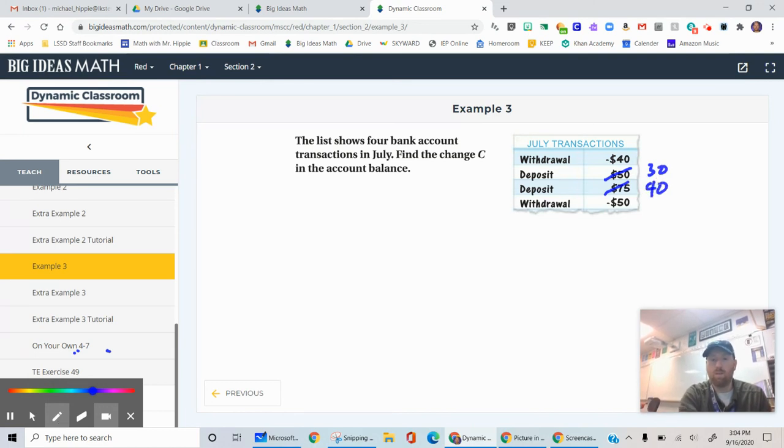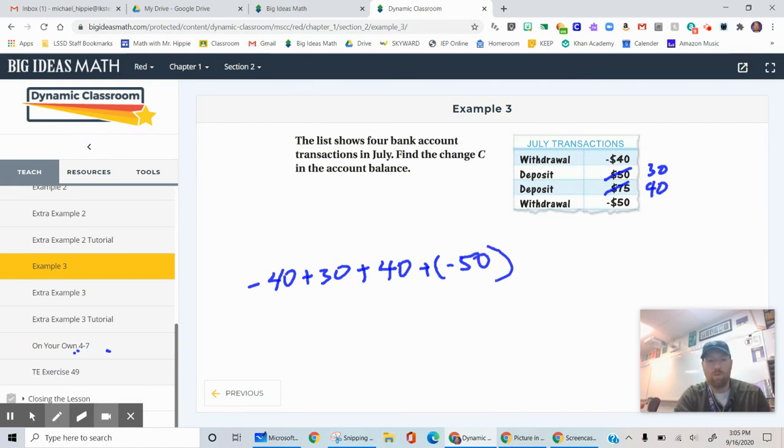So this time I'm going to just write out this problem. So I'm going to say negative 40 plus 30, because that's a deposit, plus 40, it's another deposit, and then plus negative 50, which is a withdrawal. So this time, hopefully you see what I see, and I see a negative 40 and a positive 40. Again, these guys can cancel out.